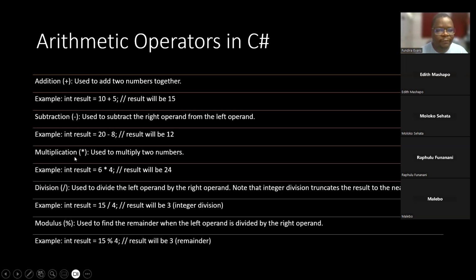Then for multiplication, this is where we have a little bit of a special case, where we use the asterisk, which is the star. This symbol is used for multiplication in C#. We are used to using the X normally in our mathematical equations, like at high school, but in this particular case, we have to use the asterisk. Then for division, we use the forward slash, just like in the real world.